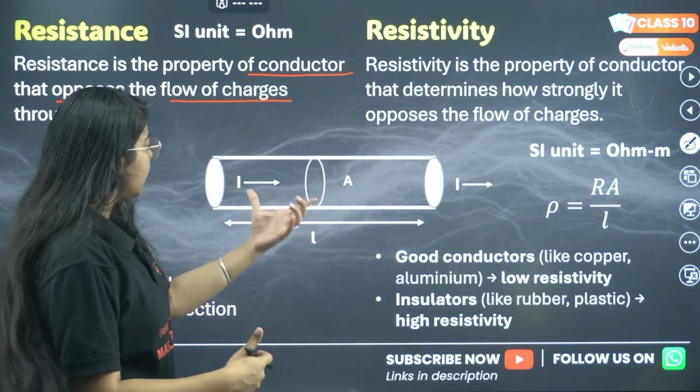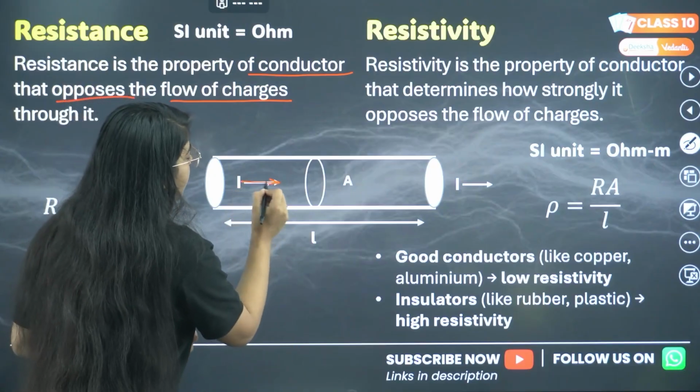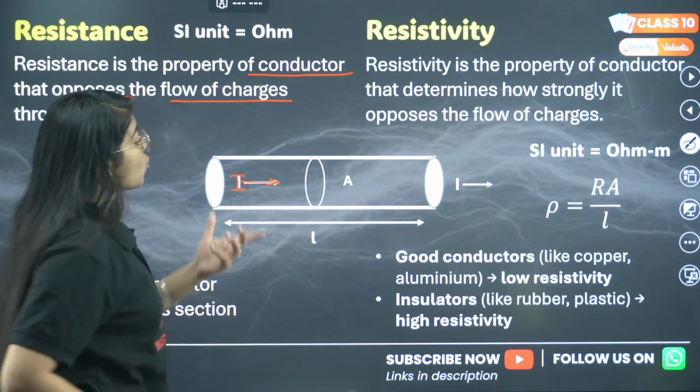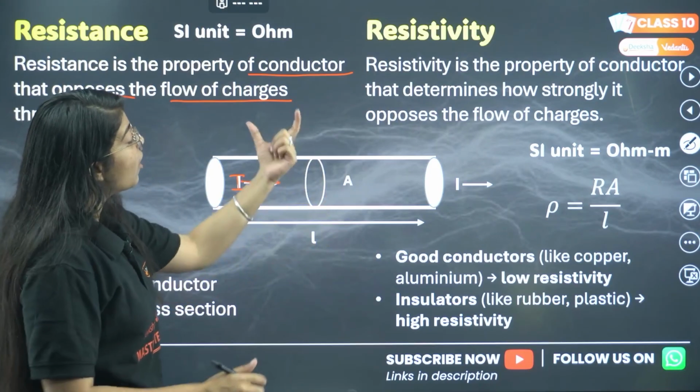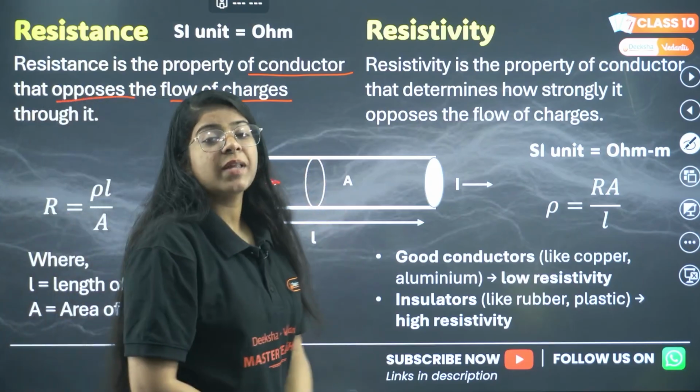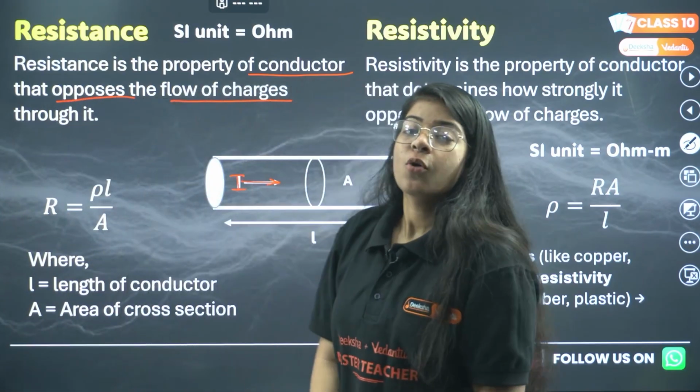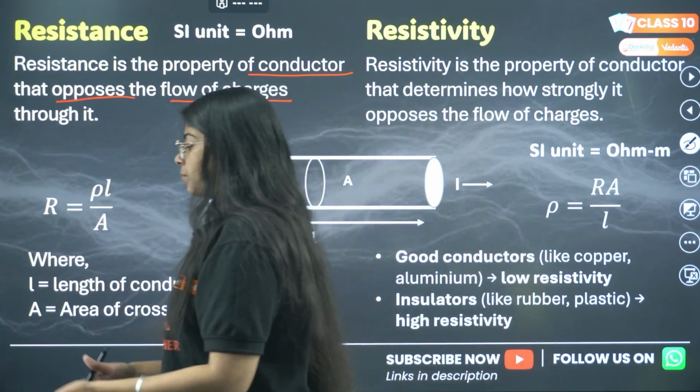This is our conductor and this is the current passing from the conductor. So, it's a property of this conductor itself that it tries to oppose the flow of charges.